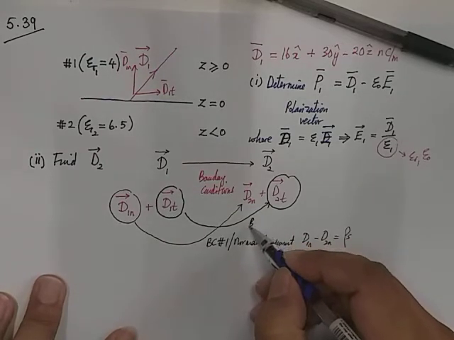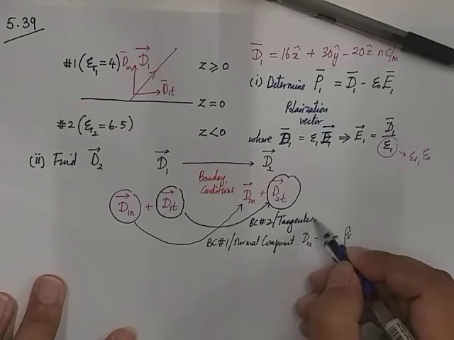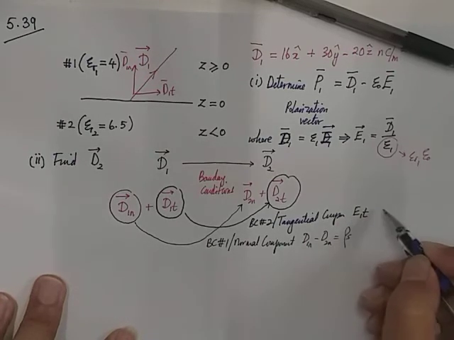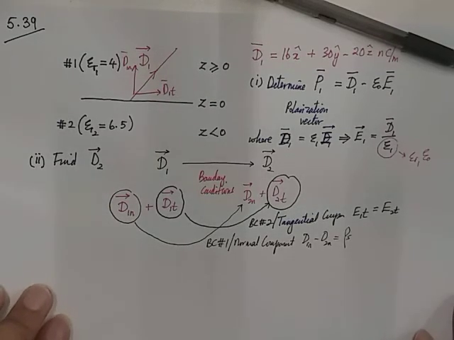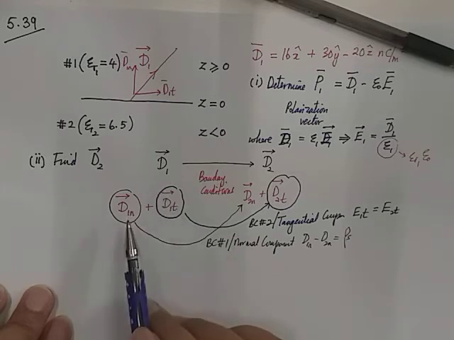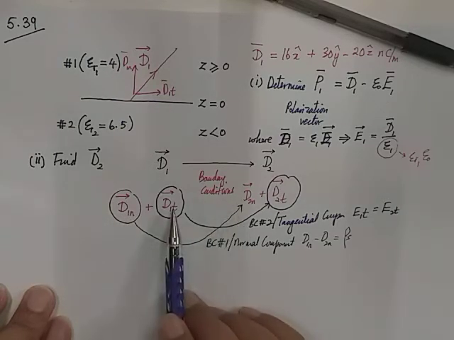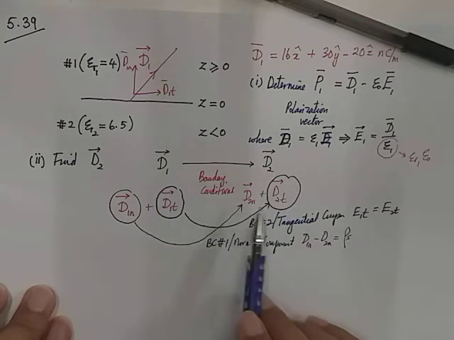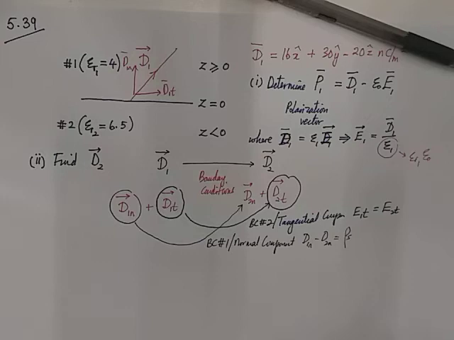Using boundary condition number 2, or we call it the tangential component, with the equation E1t should be equal to E2t. So that should be what needs to be done here. It's not simply saying this method. You need to split first, then do the individual boundary condition equation first, the normal, and then repeat again using the tangential. And D2 is actually equal to what? D2n plus D2t. So that should be the method that you need to use.